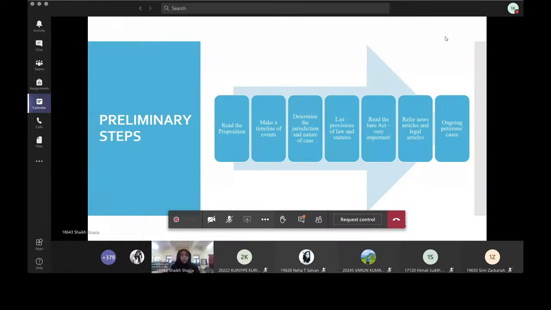Next, read the Bare Act. It's very important. I cannot stress it enough. The Bare Act sometimes gives you the answer. This happened with me in one of my first moots, where the clue was right in the Bare Act, and we realized it while reading the Bare Act. So that is very important.